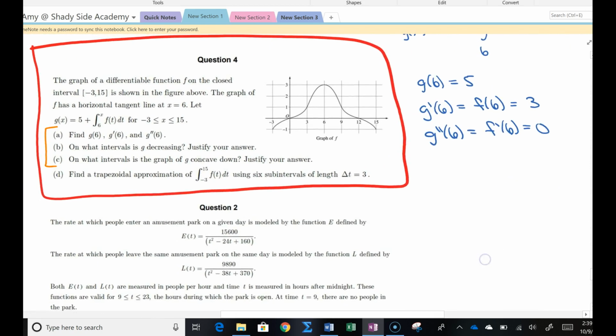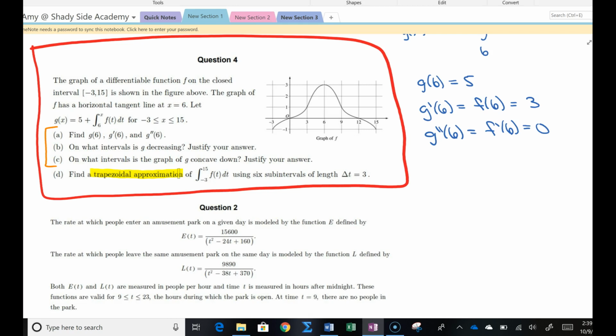Okay, question D. Look what we've got here: a trapezoidal approximation. Make sure that when you are listening to these screencasts you are taking really good notes. So let's take a look at this. This is not a midpoint approximation, it's not a right endpoint approximation, this is a trapezoidal approximation. Let's talk about what that means.